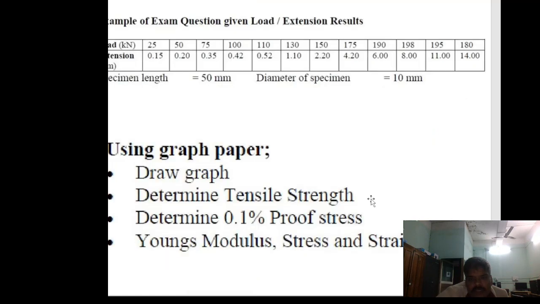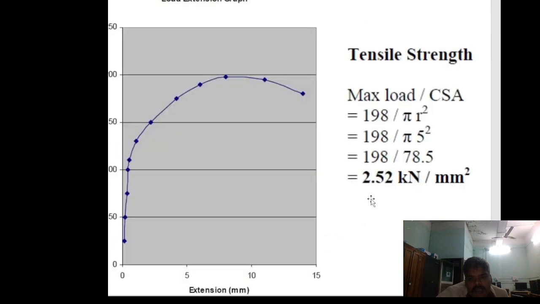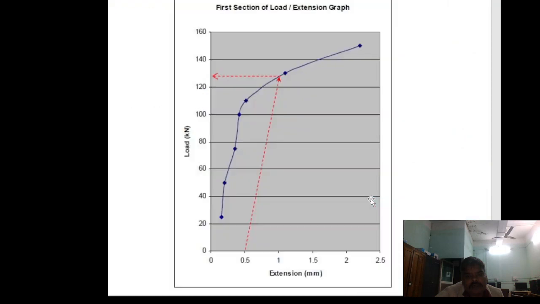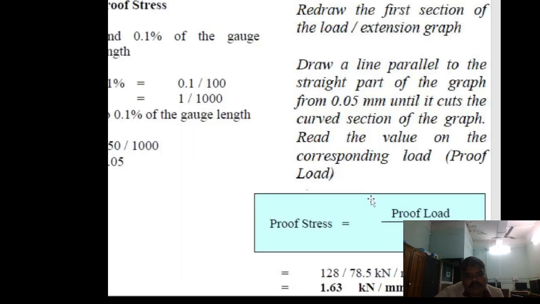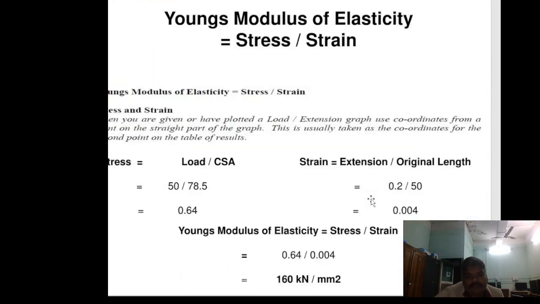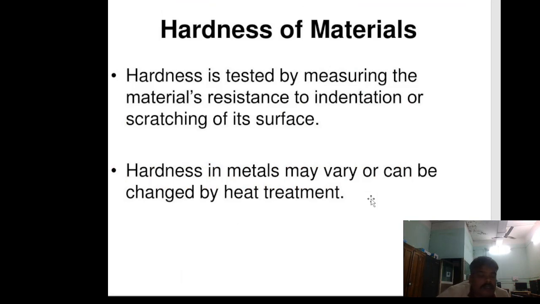Maximum load is 198 and cross sectional area is that much. Proof stress is proof load divided by CSA. Redraw the first section of the load extension curve. So at what point does yielding start? So here from the curve you can find out the 0.5. So these are the things you have to do in the tensile testing. Compression test you can also perform on the universal testing machine.